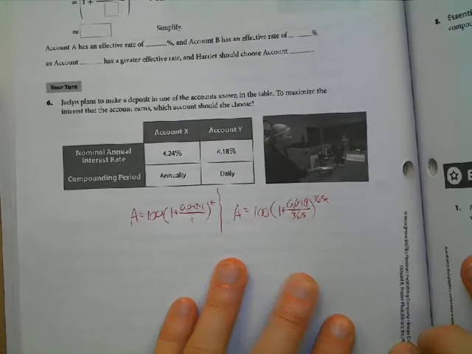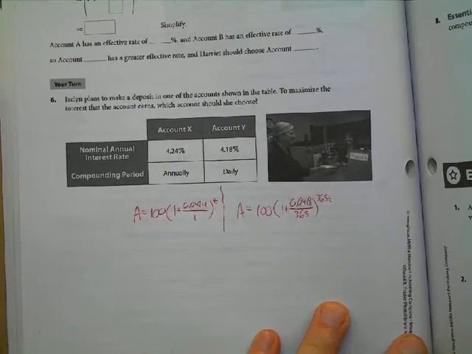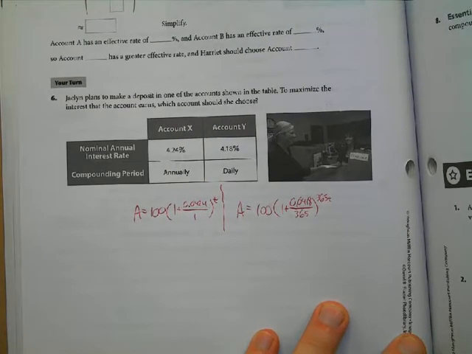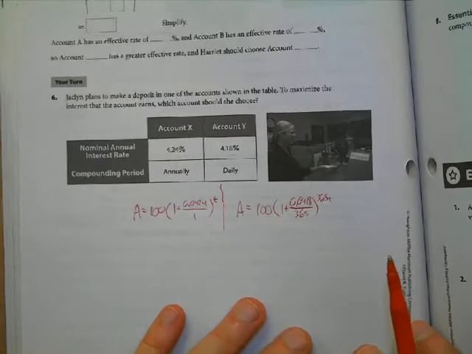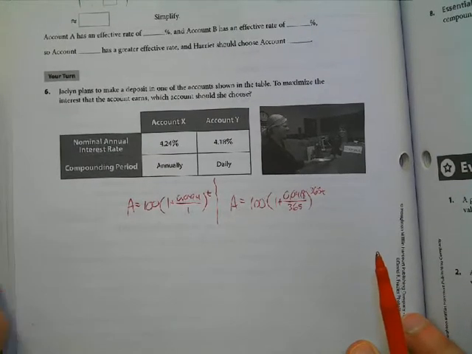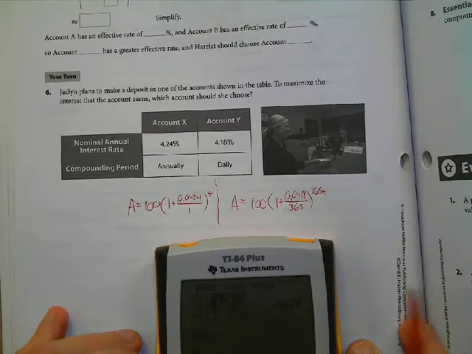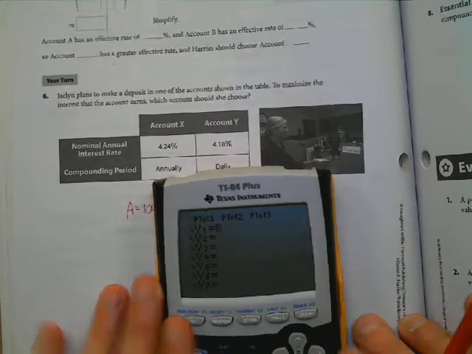And so let's just compare these two things here and see what we get. I'm going to graph both of these. I'm going to graph this one in y1, this one in y2, and see how they compare. So 100 times 1.0424 to the t, to the x, and then 100 parenthesis 1 plus 0.0418 over 365, to the 365t.